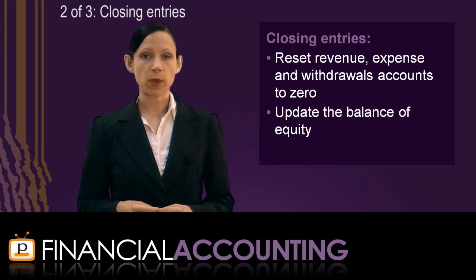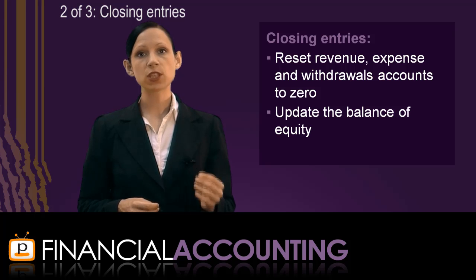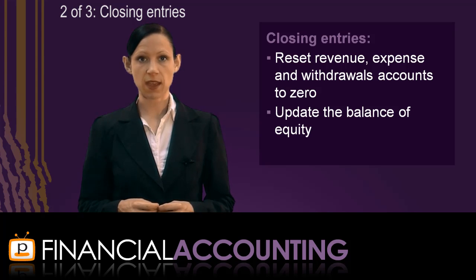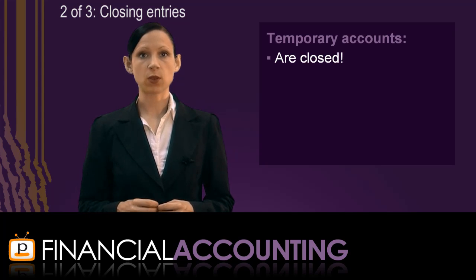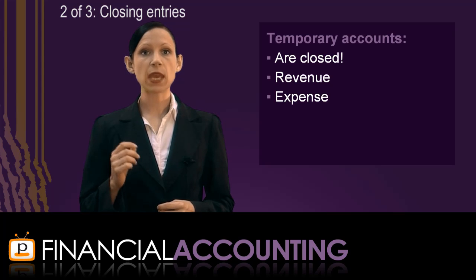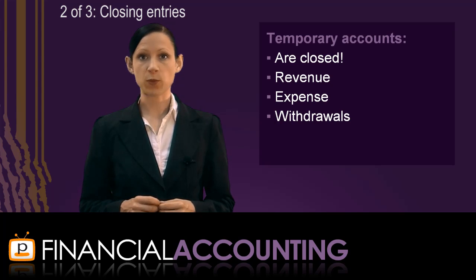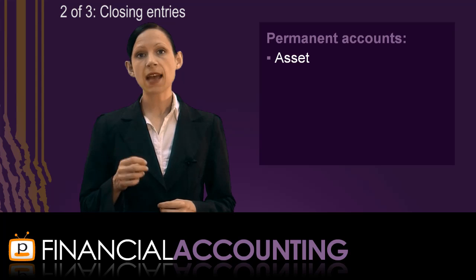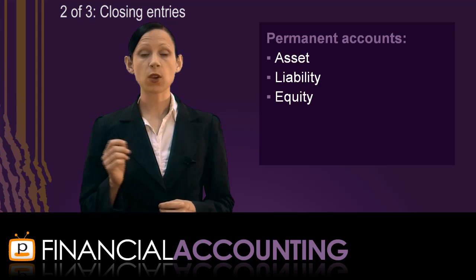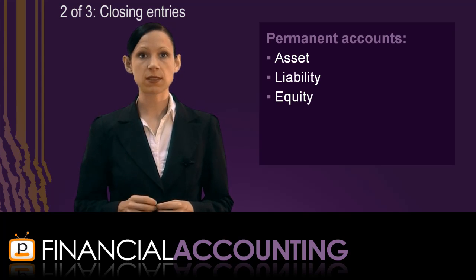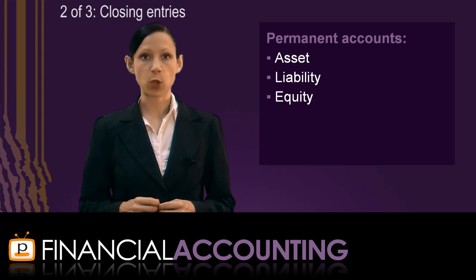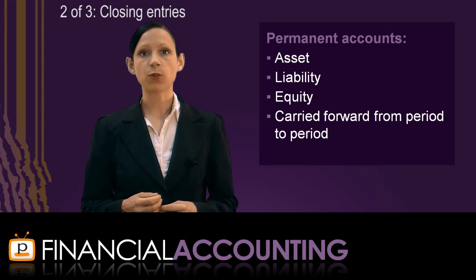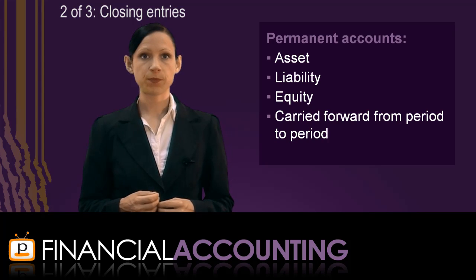The first thing to do when preparing closing entries is to distinguish which accounts are to be closed at the end of the accounting period. Temporary accounts, which are also known as nominal accounts, are the accounts that are closed during the closing process. Temporary accounts are the revenue, expense and withdrawal accounts held by the business. Asset, liability and equity accounts are called permanent or real accounts because their balances remain open permanently, which means they're carried forward from period to period.